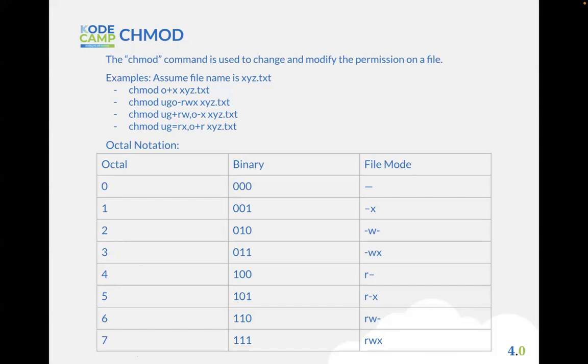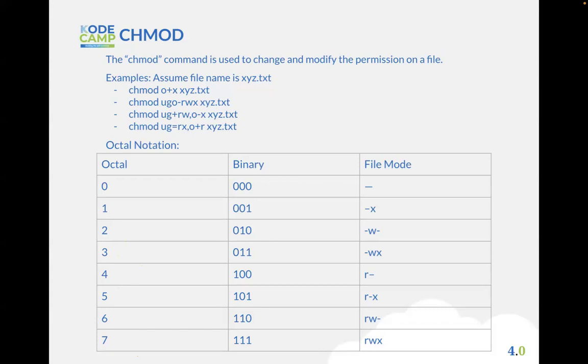But then my question is this: the examples we have here, assume the file name is xyz.txt. Can you explain what those commands are? This o plus x, ugo minus rw. Can you give a short explanation of what these examples are? What are those command lines actually? Just to give more clarity.